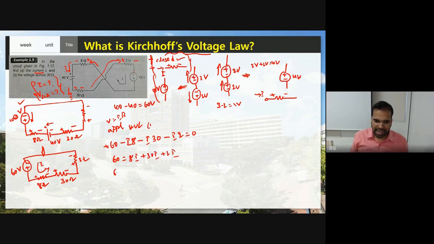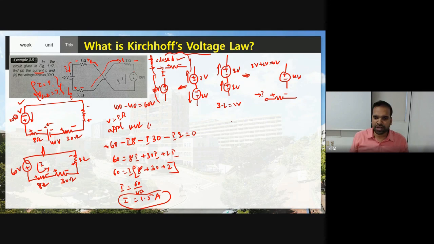Therefore if I take I common, what will be the remaining thing? 8 plus 30 plus 2. So 38 and 2, 40. Therefore I equal to 60 by 40 here. Okay, so 60 by 40. Therefore you will get what? The current which is flowing in this circuit. Okay, that is I equal to 1.5 ampere. Okay, clear. I equal to 1.5 ampere.